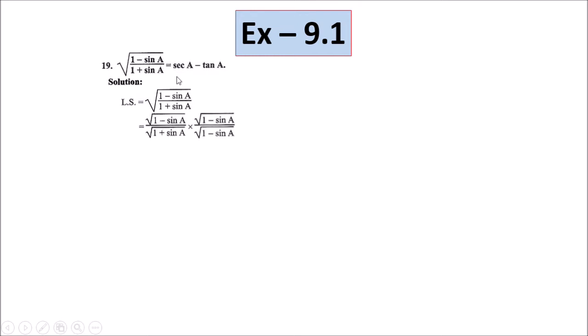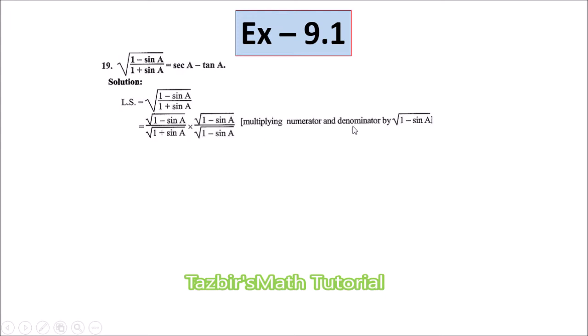So here is the left hand side. I just multiplied the numerator and denominator by root over 1 minus sin a. So this is what I multiplied here. You can ask me if you have a doubt. Which one do you have to multiply? Why didn't you multiply with root over 1 plus sin a, as both of the sines are there?